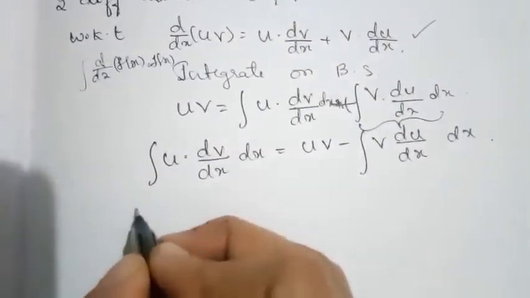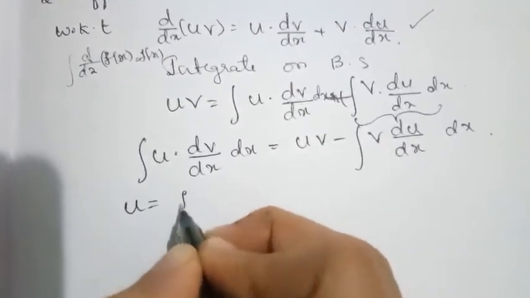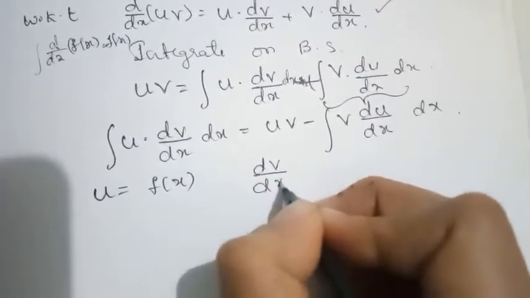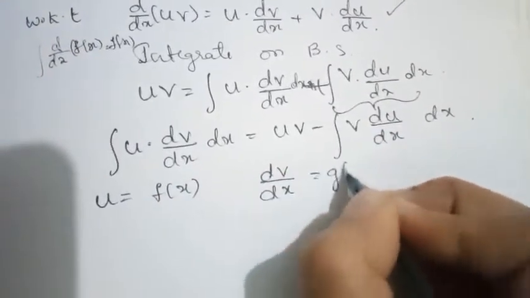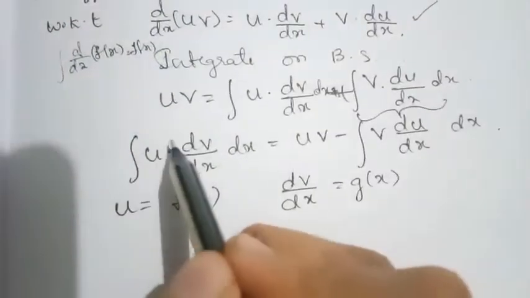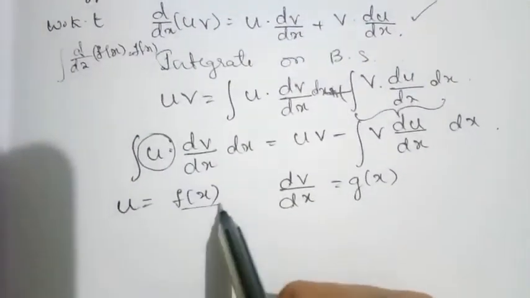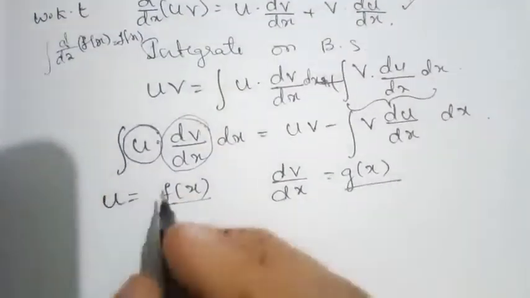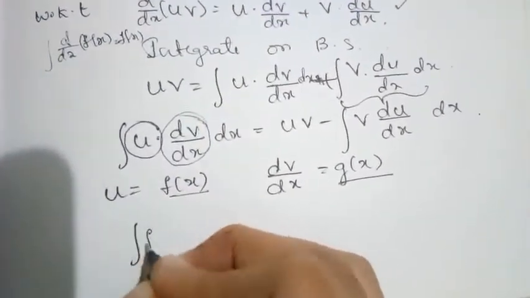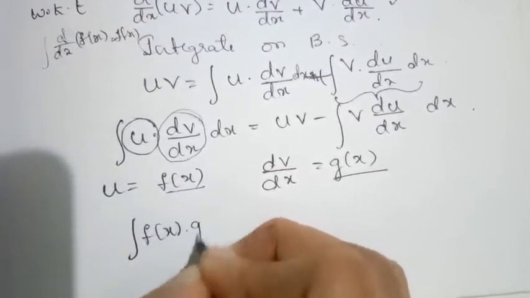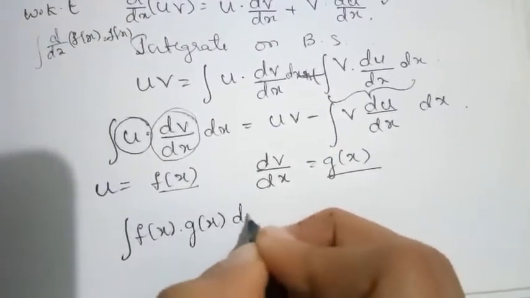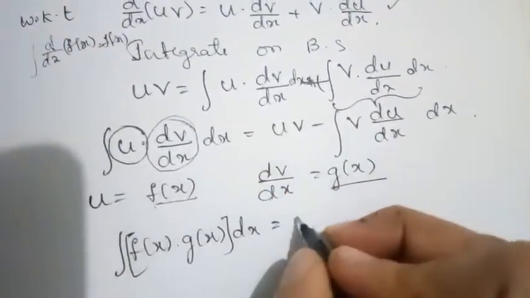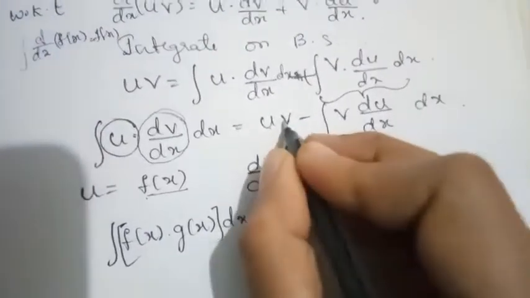Now I am taking u as equal to f of x and dv by dx as equal to g of x. Observe here carefully. So what happens in the LHS? Integration of f of x into g of x dx is equal to u, which is nothing but f of x. The next is v.